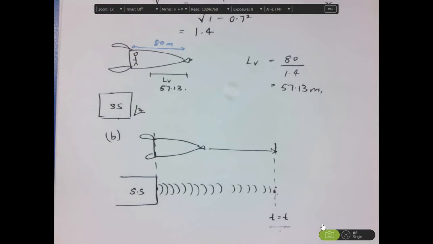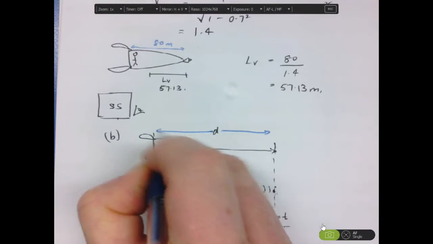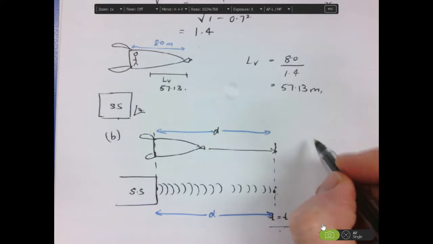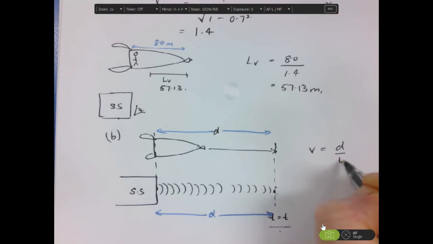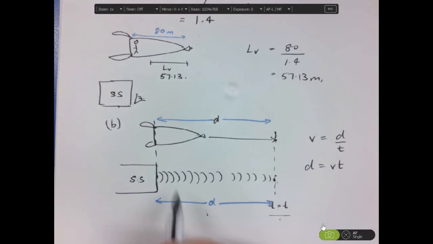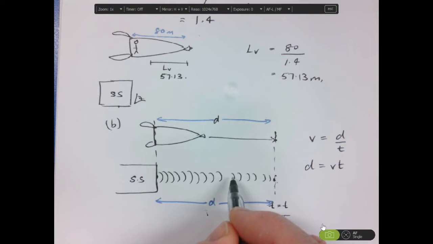Okay, so let's work out what this distance would be. So we want this distance here to equal this distance here. Okay, so we go back to fundamentals. Velocity is distance over time, so distance is velocity times time. Now let's go down to this one over here. The velocity of this radio wave, remember radio waves are electromagnetic waves and therefore go at the speed of light. So the distance here would be the speed of light times the time that it will take, so ct.